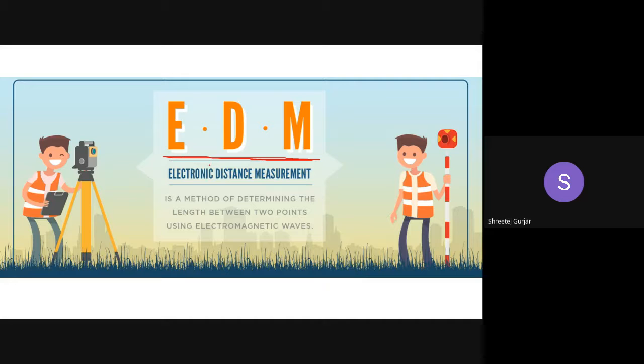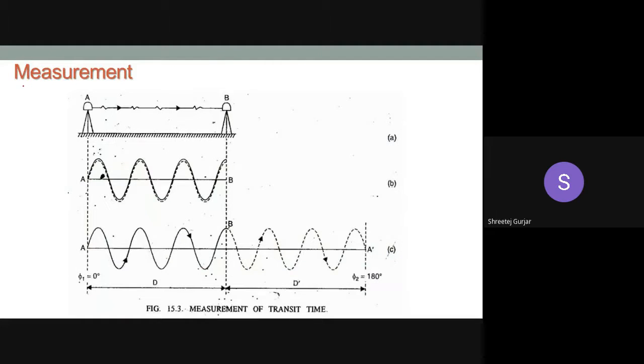Wherein we use electronic methods to measure distances, right? Not any angles, but specifically the distances, we measure using electronic devices, right? So these electronic devices use electromagnetic waves, which we have learned in the previous class. A few of these electronic measurement methods I've explained in the previous class.